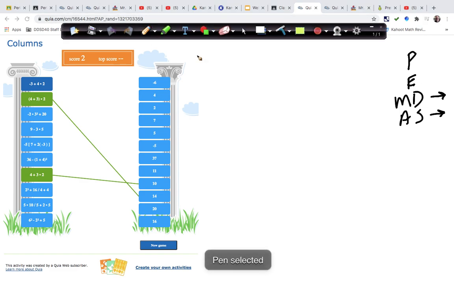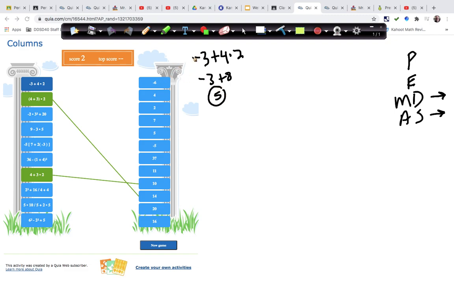There we go. Negative 3 plus 4 times 2. We do the 4 times 2 first. Negative 3 plus 8. And combining negative 3 and 8, we get a 5. So I think I'm going to do a set of these, and then we'll match them up. So that was, I'll just remind myself what that was.